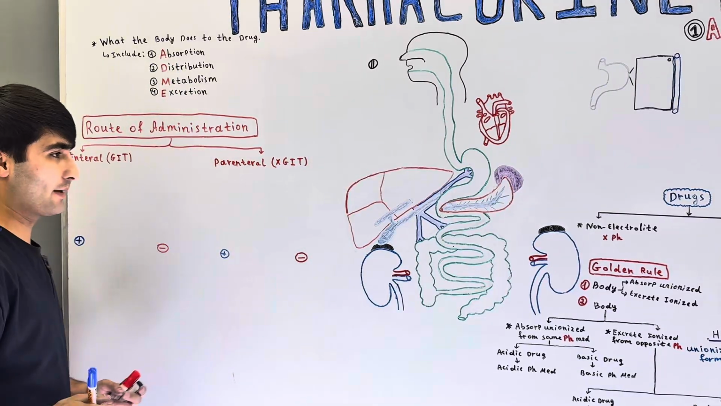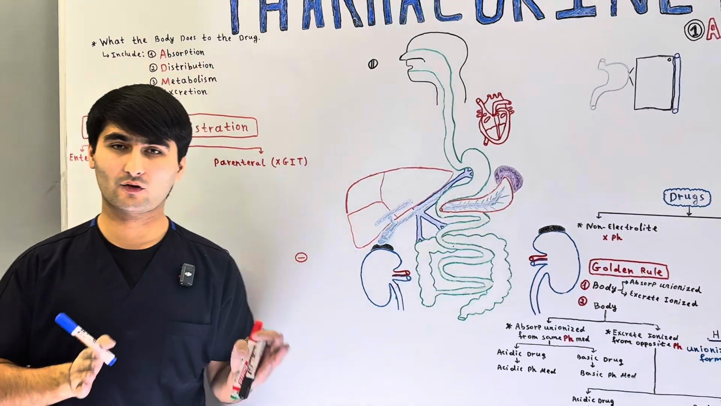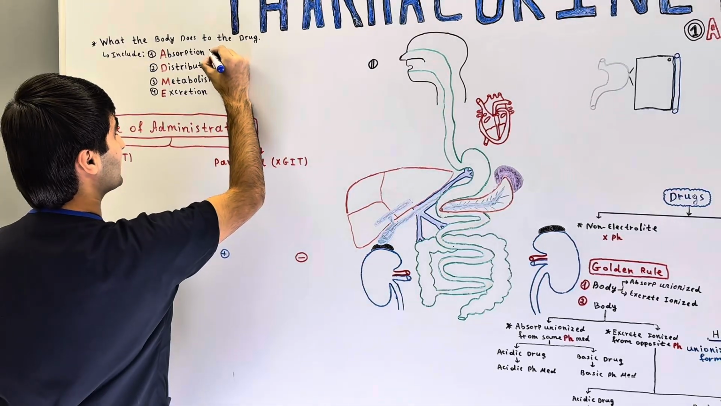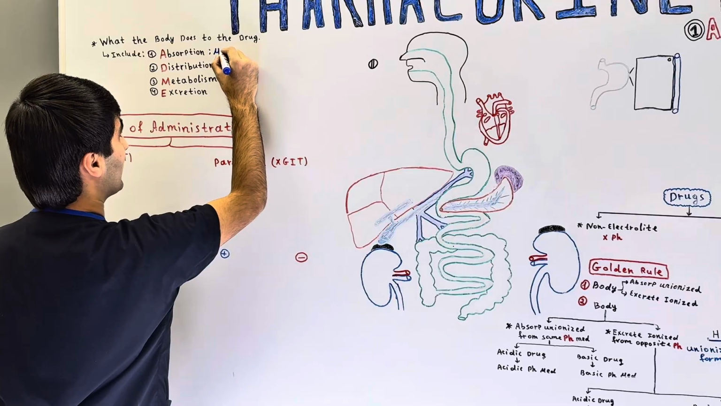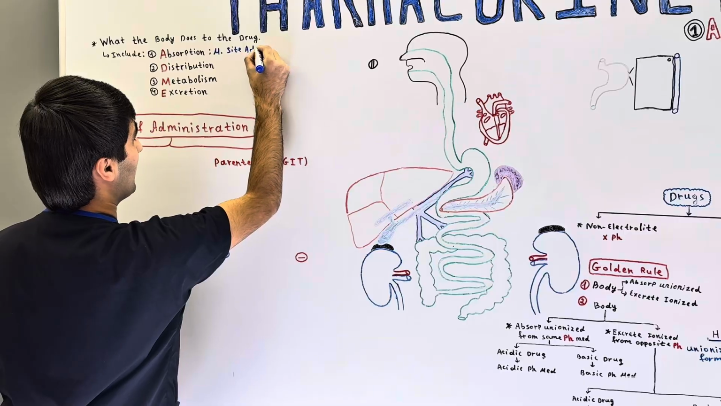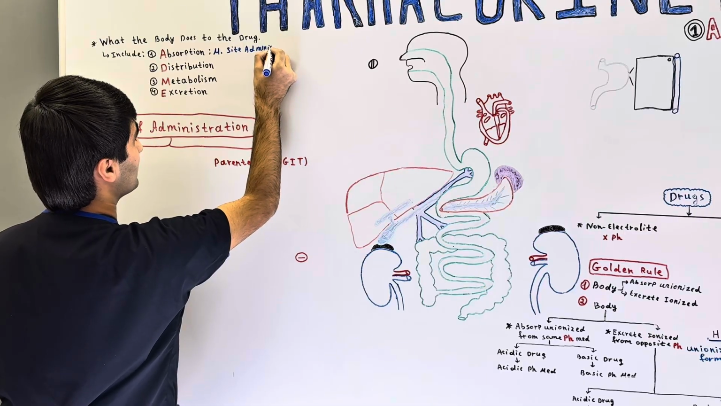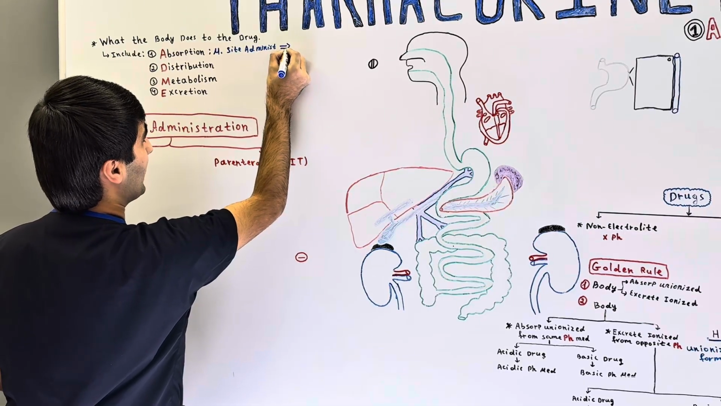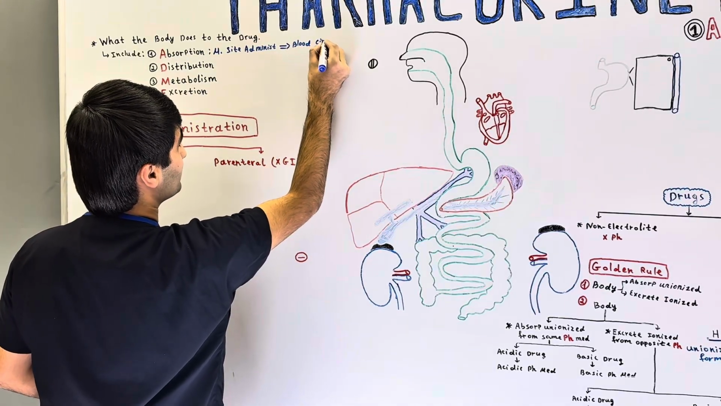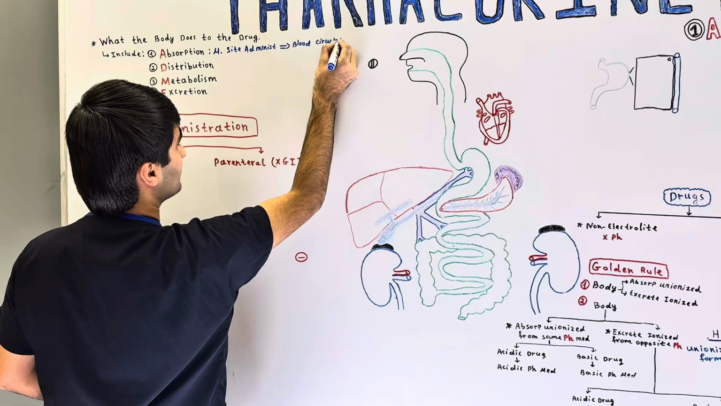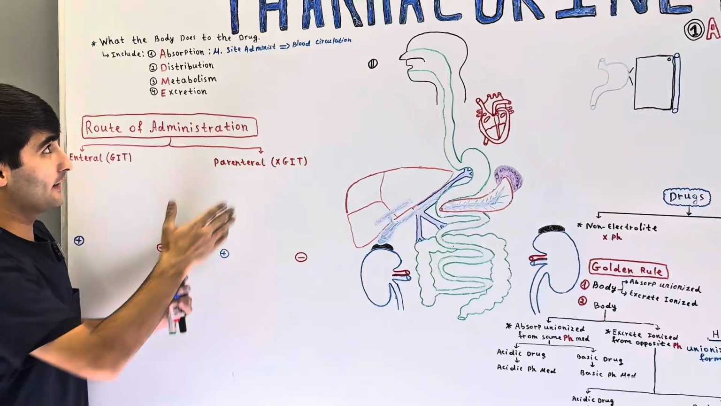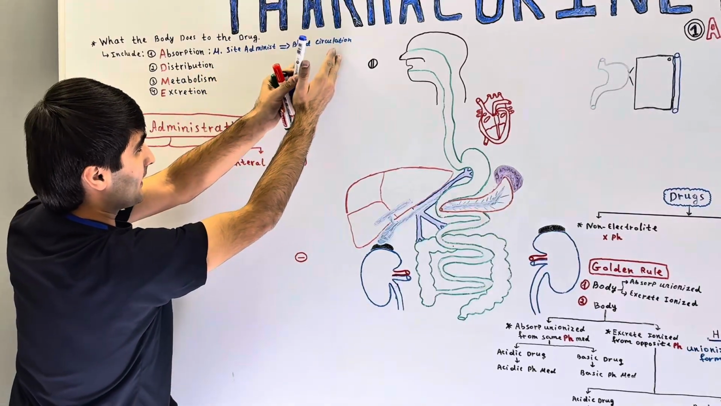So absorption is the movement of the drug from the site of administration to the blood circulation. So here I will write: movement of the drug from the site of administration to the where? To the blood circulation. So this process is called absorption. But here listen: from the site of administration to the blood circulation.